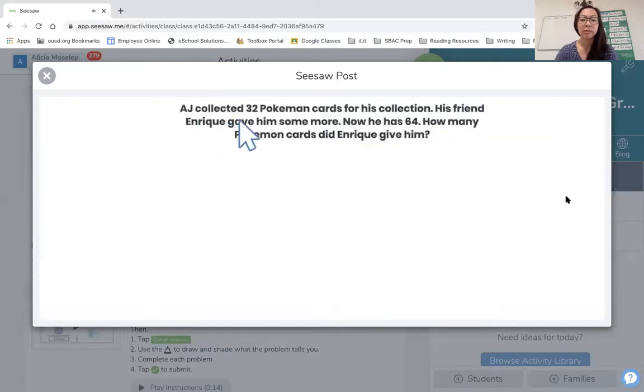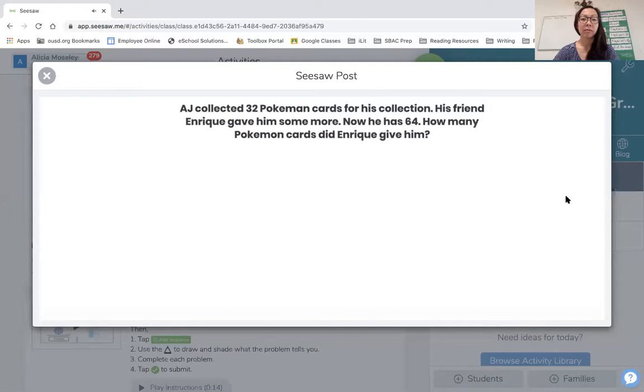AJ collected 32 Pokemon cards for his collection. His friend Enrique gave him some more. Now he has 64. How many Pokemon cards did Enrique give him?